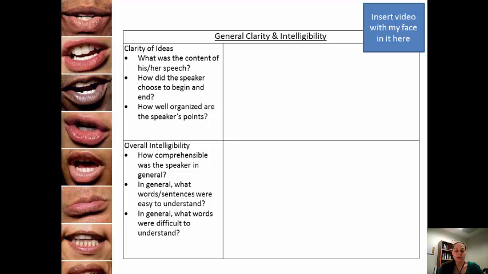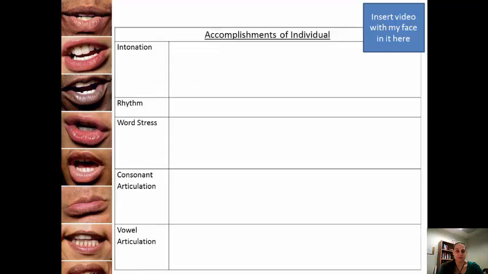For overall intelligibility, this is about how comprehensible she was in general. What words and sentences were clear to understand, and are there any words in particular that you found difficult to understand?